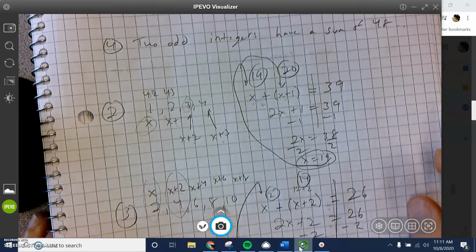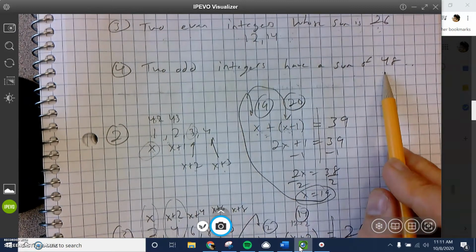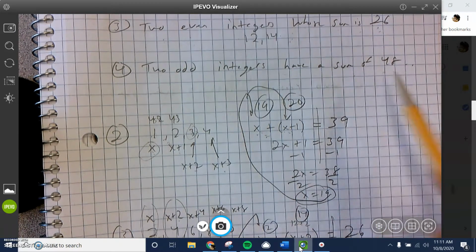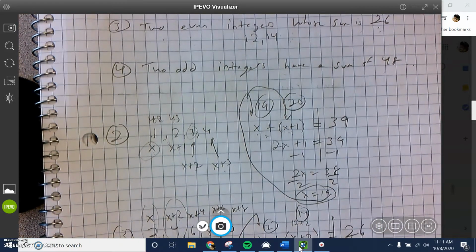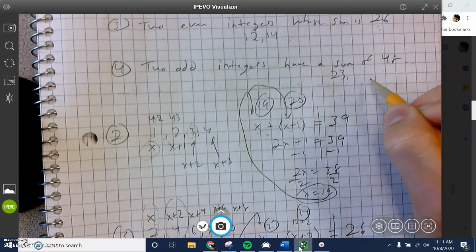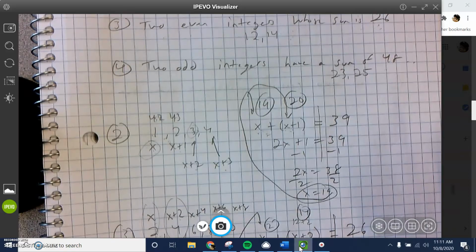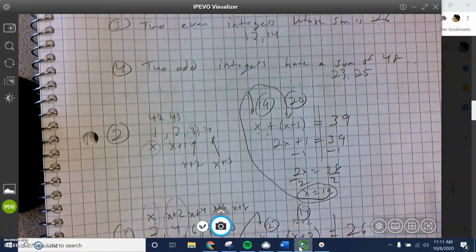All right, last but not least, two odd integers have a sum of 48. What are they? Ready, set, go. You get them in your head? 23 and 25. Does that work? Yeah, two consecutive odd integers.